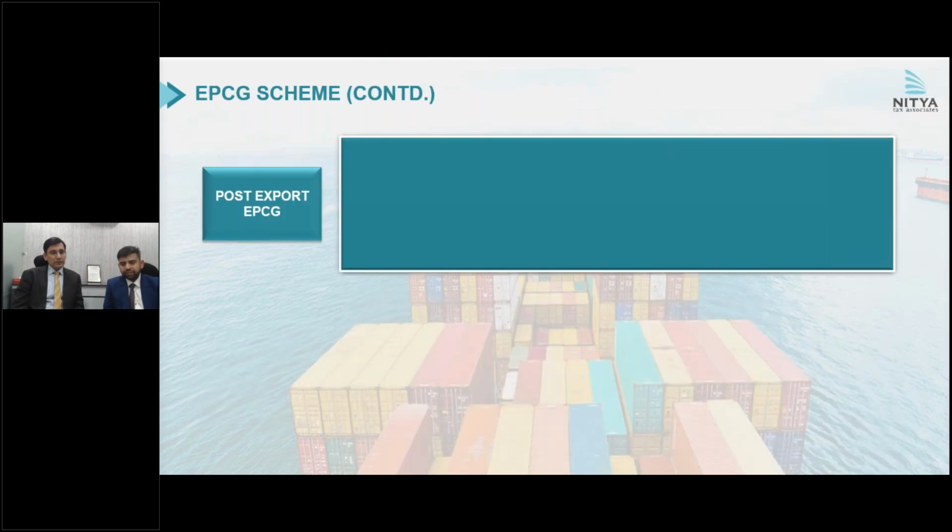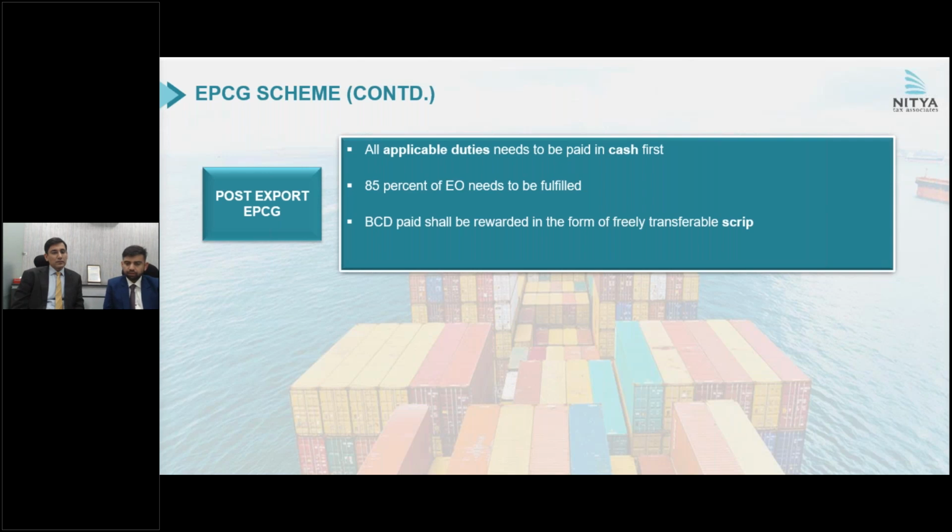There is another concept in the EPCG which is called post-export EPCG benefit. In this case, all the duties a manufacturer needs to pay in cash first, and then the export obligation reduces to 85% of the duty saved. After fulfilling this 85%, a scrip will be issued, similar to MEIS and SEIS, which can be used for the payment of BCD.